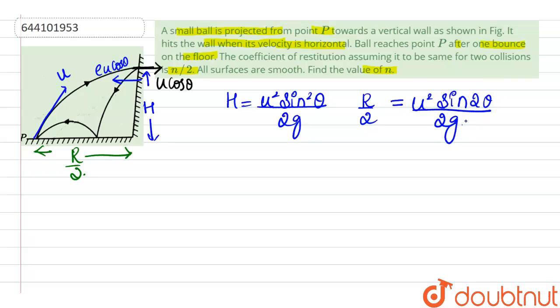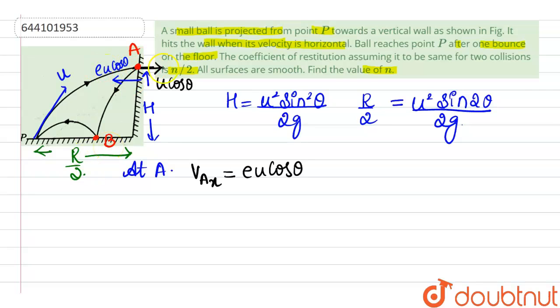Now further, at the point of collision, let's call this point A, the first collision point, and B the second collision point. At point A, the initial velocity with which it strikes is u cos theta. The velocity with which it is going to bounce back, I'll call it BA along the x-axis, will be e u cos theta, and the vertically downward velocity will not change.